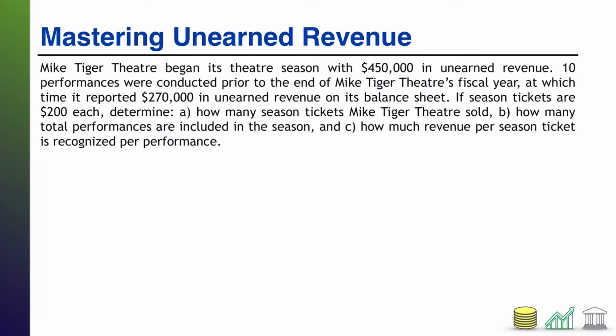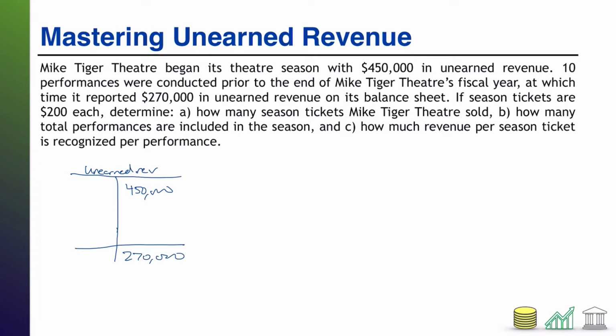Something we have to consider in this problem is what's going on in that unearned revenue ledger. We know we started the year owing people $450,000 worth of basically theater performances. Normally you generically say services. In this case, theater performances. All right. It says that at the end of the season, we reported $270,000 of unearned revenue on our balance sheet.